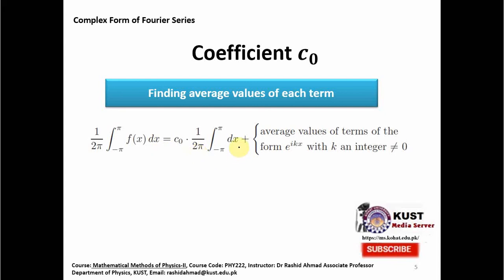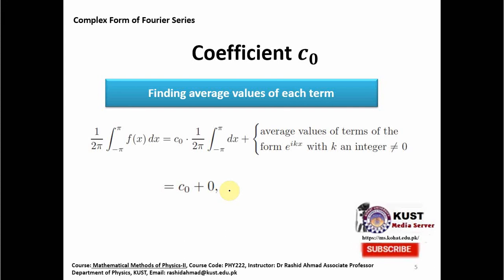If you calculate the average value of the first term, it will be like this, and the average values of the rest of the terms, containing e raised to power iota kx with k as an integer and not equal to 0, all of them are equal to 0. So only the first term survives, and that is c naught, and all other terms which contain exponentials e raised to power ikx have average values equal to 0. And this we have already shown, if you remember.